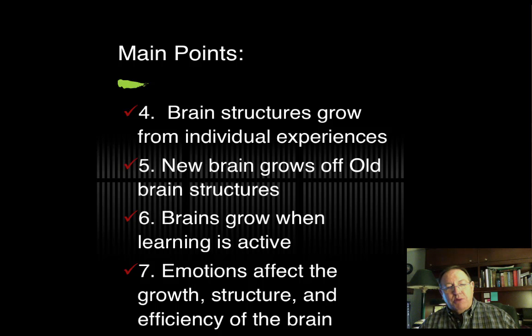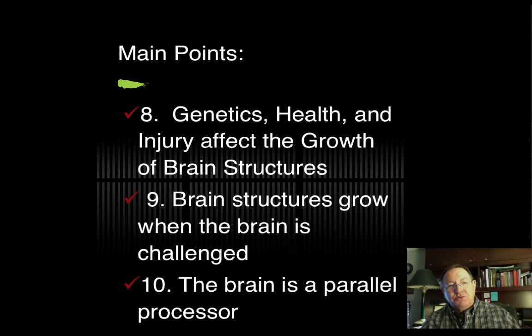This 7th point: emotions affect the growth and structure of the brain, as well as how well the brain works. Genetics, health, and injury. We were talking the other day about Maslow's hierarchy of needs. Those things apply to the brain. When we set these experiences for children, we have to make sure we satisfy those lower levels. If they're not satisfied, that can affect the way the brain structure grows.